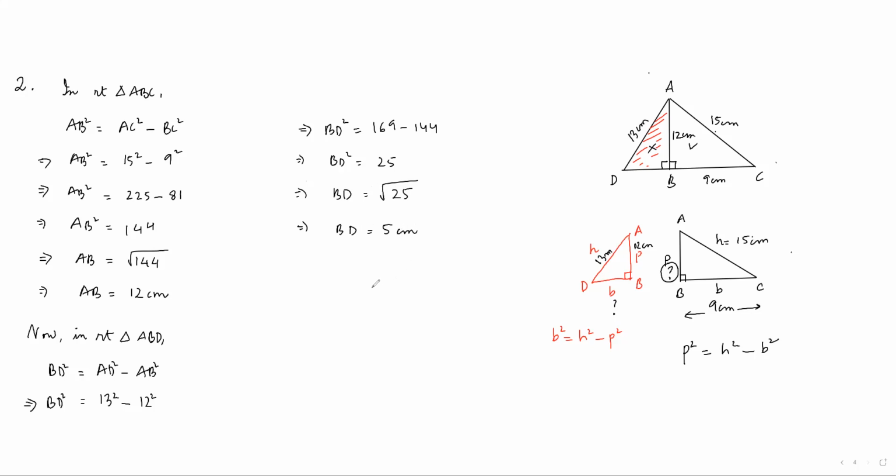Next question: calculate the length of DC. Therefore, DC equals DB plus BC. So DB is 5, plus 9, equal to 14 centimeters.